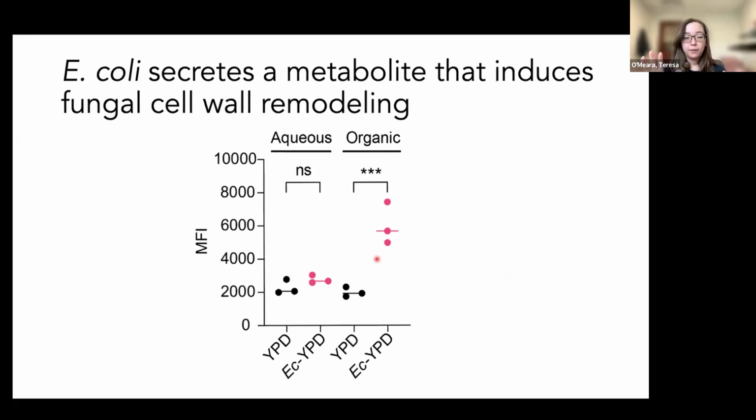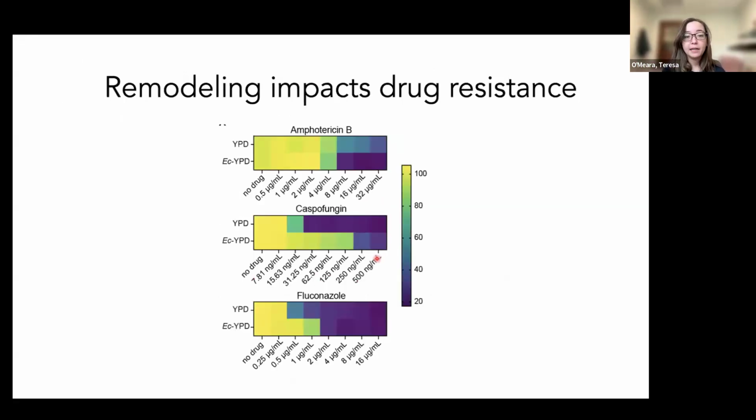But we also know that all of these changes in the cell wall are probably going to impact other aspects of that interaction, not just the host. And we can really see this dramatically in terms of drug resistance. So here what I'm showing you are Candida albicans grown in either YPD or that conditioned media from E. coli. And we're looking at the ability of the strain to grow in an increasing concentration of drug. So we see that there is a slight change in response to amphotericin or fluconazole. But what was really dramatic is this drastic increase in resistance to caspofungin.